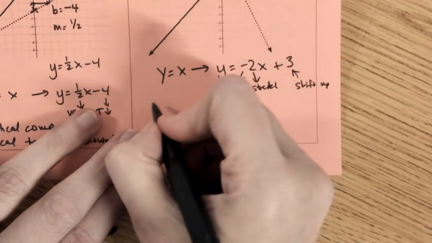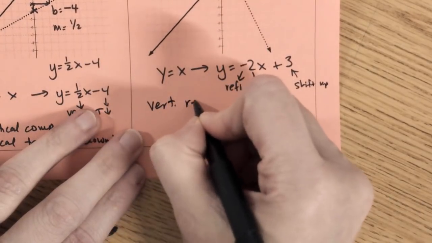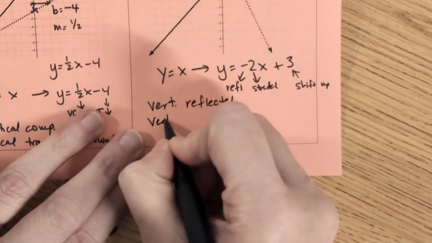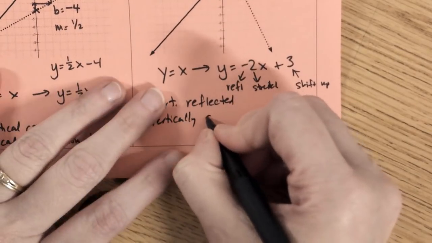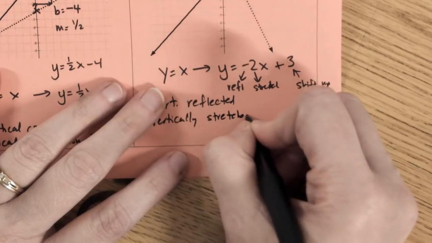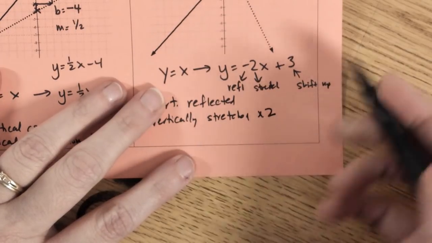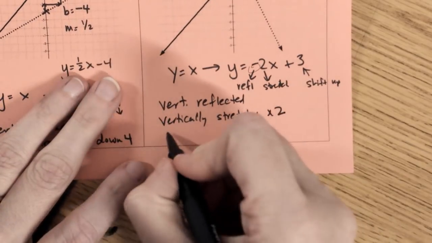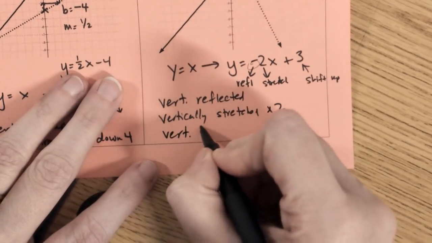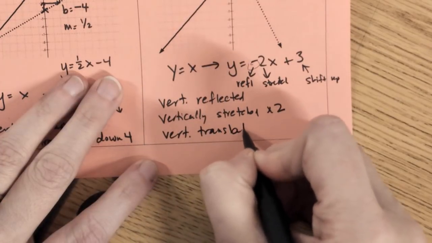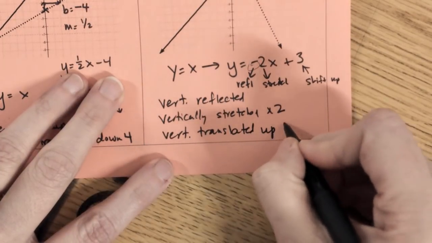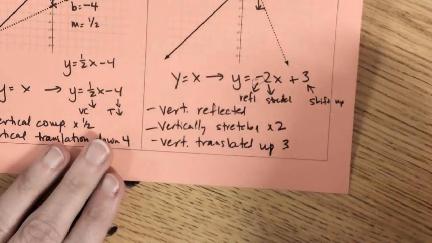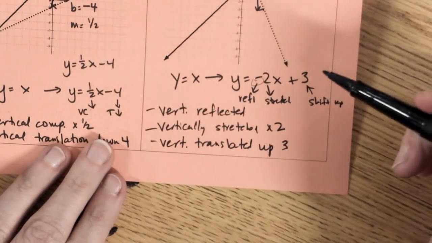Okay, so I'm vertically reflected. All right, I'm vertically stretched by a scale factor of 2. Remember, the negative was already taken care of by saying it was reflected. My scale factor is 2, and I am vertically translated up 3.